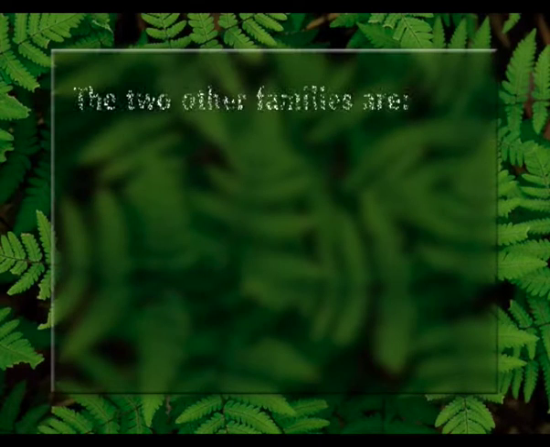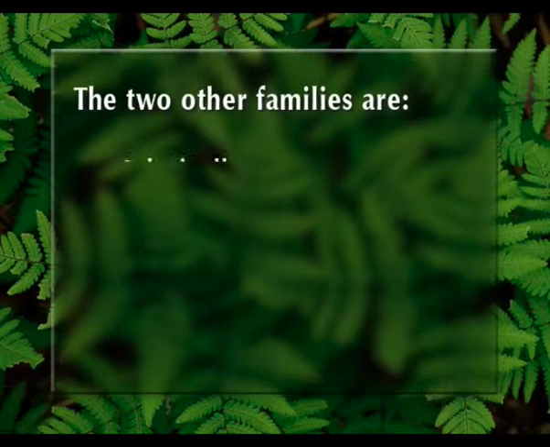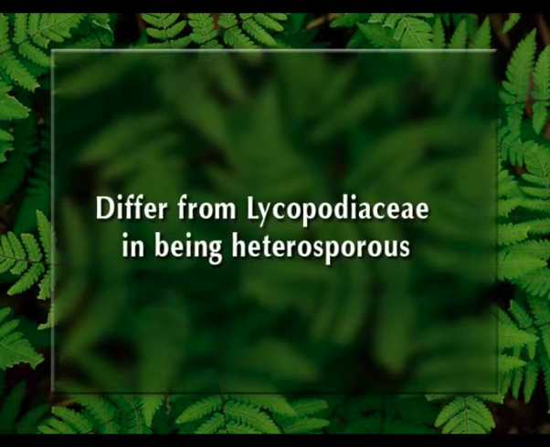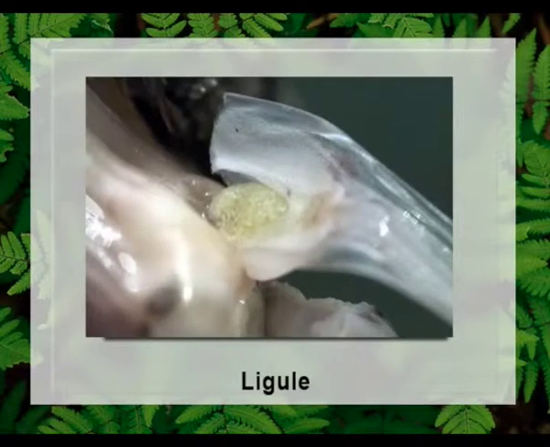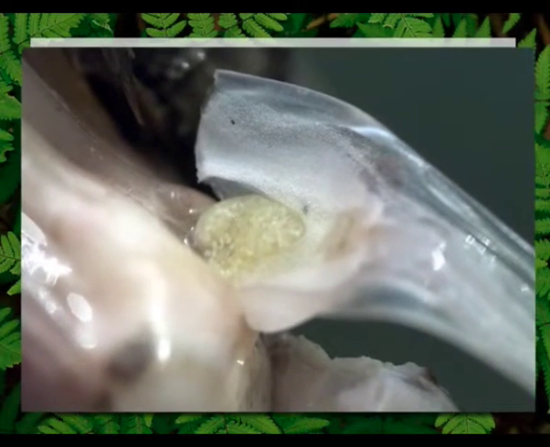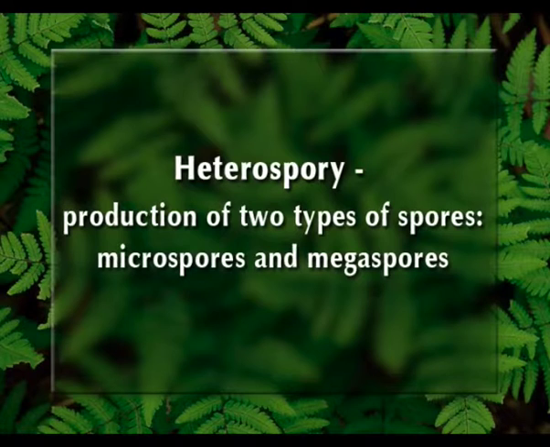simply a cone. The 2 other families in the Lycophytes are Selaginellaceae and Isoetaceae. These 2 families differ from Lycopodiaceae in being heterosporous. These also differ in having a characteristic flap of tissue called a ligule, which is located on the upper surface of leaves near the leaf base. Heterospory, as seen in these 2 families, refers to the production of 2 types of spores, microspores and megaspores.